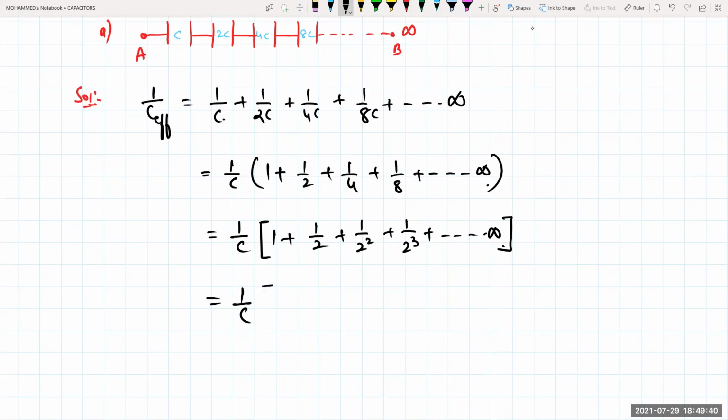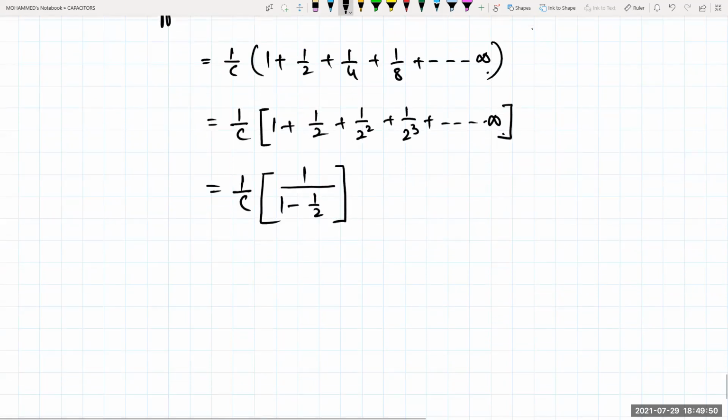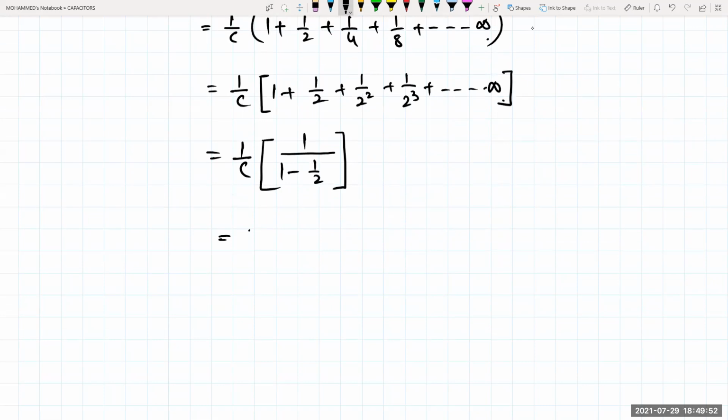1 by C. This will be equal to the first number, which is nothing but your 1, divided by 1 minus the common ratio, 1 by 2. So 1 minus 1 by 2 is 1 by 2. So this is your 1 by C into 1 by 2, which becomes 2 by C. 1 minus 1 by 2 is 1 by 2, 2 will go up, so the answer is nothing but 2C.